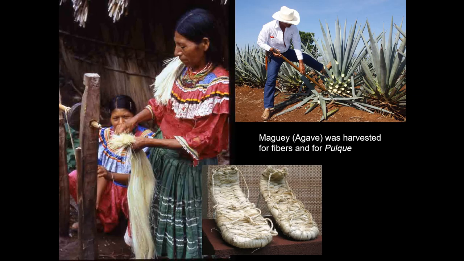There are things like the maguey plant, agave, which is stripped of its fibers. Those fibers are used to make clothes and shoes and all kinds of materials. And of course, if you're a fan of tequila, you know about maguey, because the inner root of it is roasted, fermented, and is used to make pulque, which is this kind of brewed drink. And then later this is turned into mezcal and tequila and a bunch of other things.